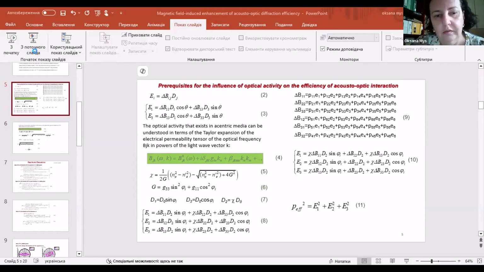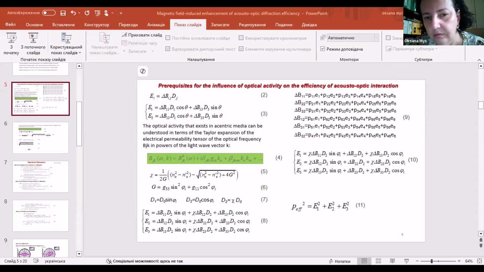In this slide, I will talk about how the appearance of ellipticity of incident optical light results in additional components of the electric displacement vector, and this results in a change in the value of the effective elasto-optic coefficients.